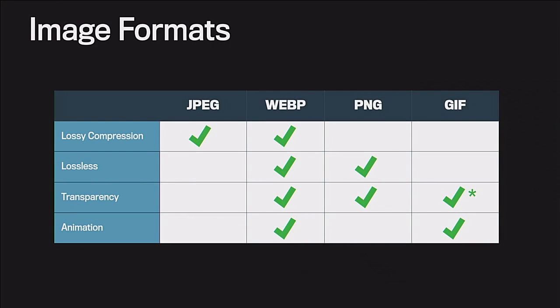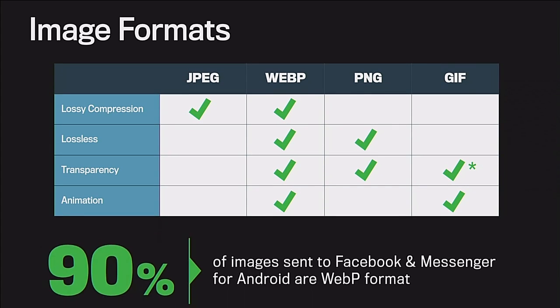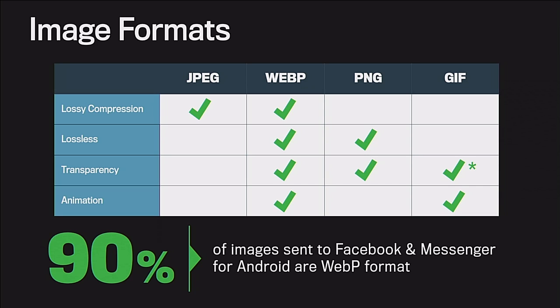Another thing you can do is change the format of the images that you're downloading. So this table lists several of the popular formats. You might expect that in the Facebook app we would be using JPEGs for most of what you'd see in your feed. In actuality, 90% of the images we're sending to the Facebook app for Android use the WebP format. WebP is a relatively new image compression format. It was released by Google in 2010, and it's really well supported on newer Android OSs.